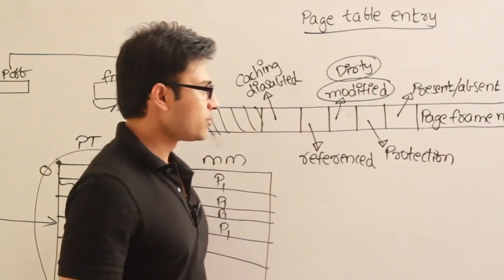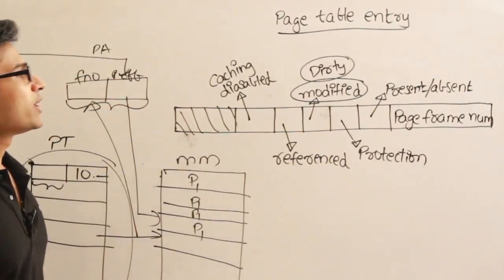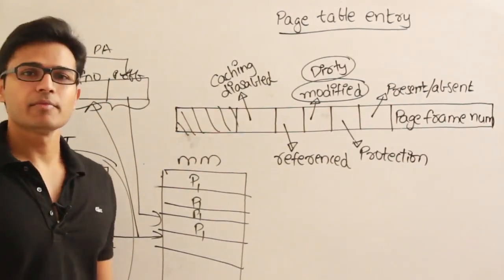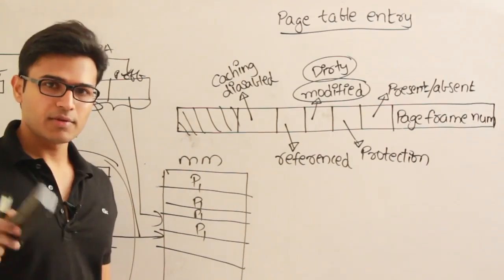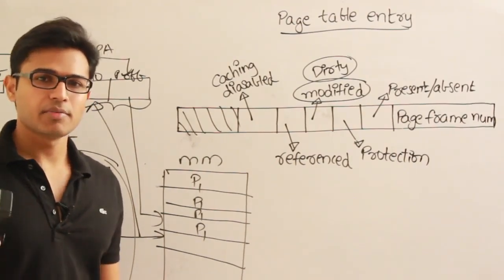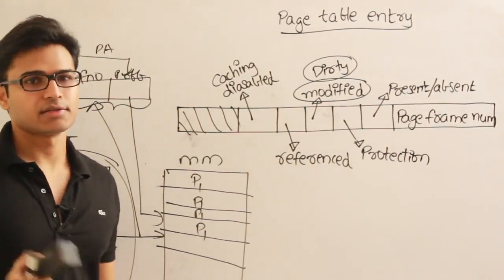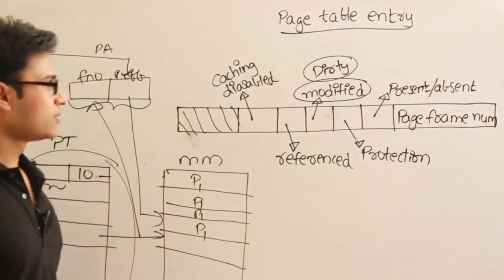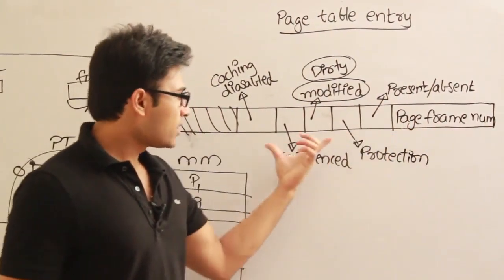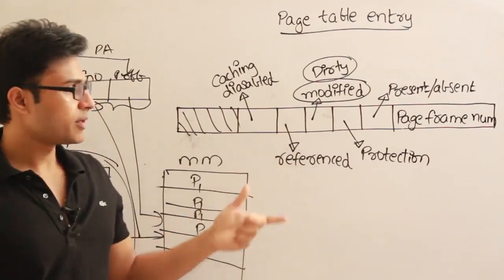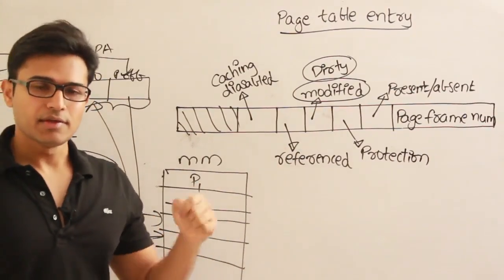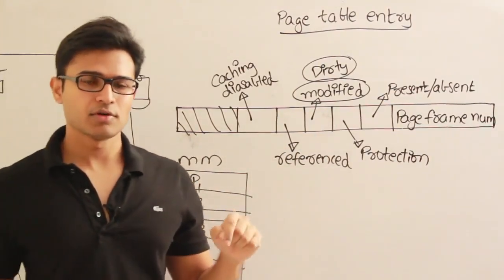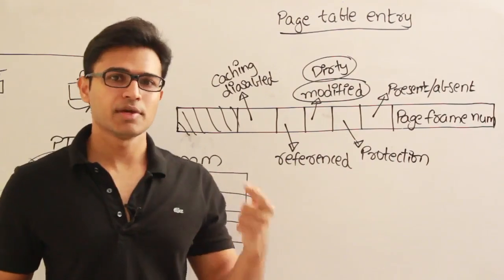And finally, the most important information is the page frame number. So what is the page frame number? It gives the frame number in which the page you are looking for is present. That is what is required finally, right? So this is the most important part, and all the other parts actually vary from implementation to implementation. Anyway, every operating system is going to maintain some information along with the page frame number.